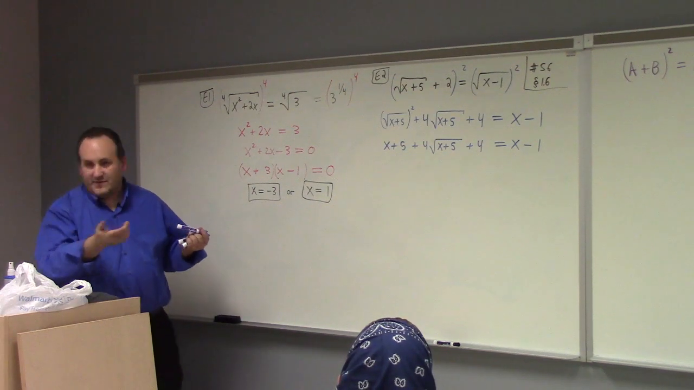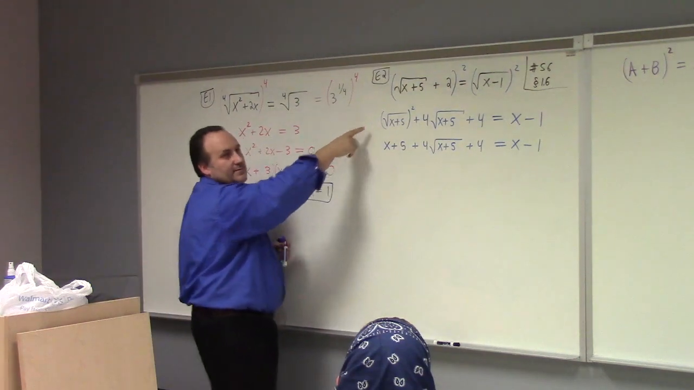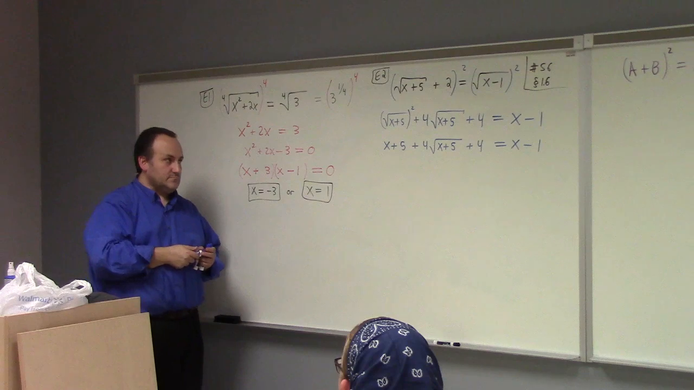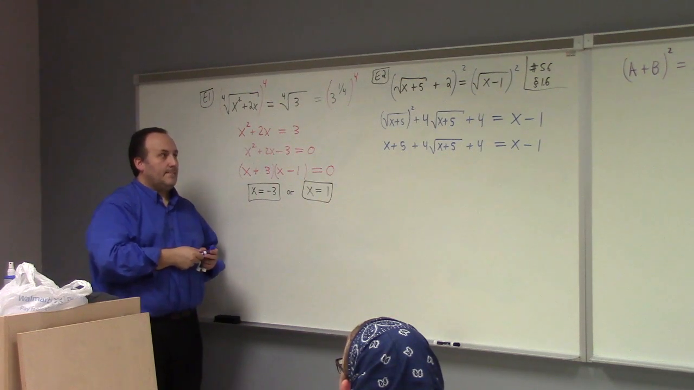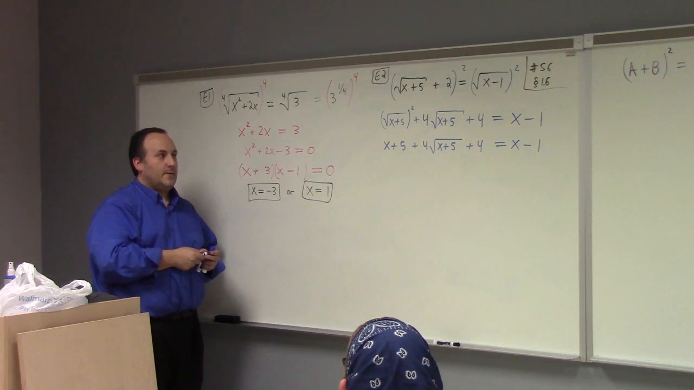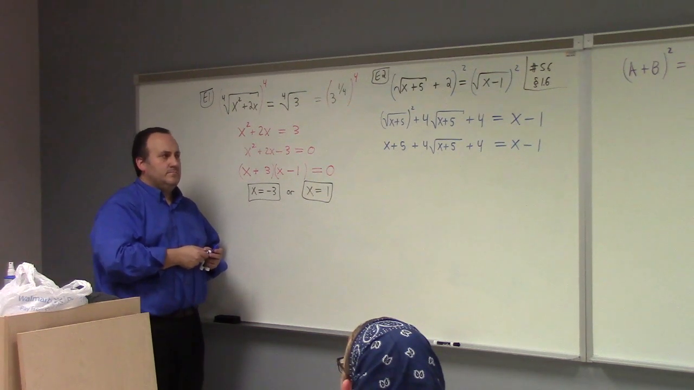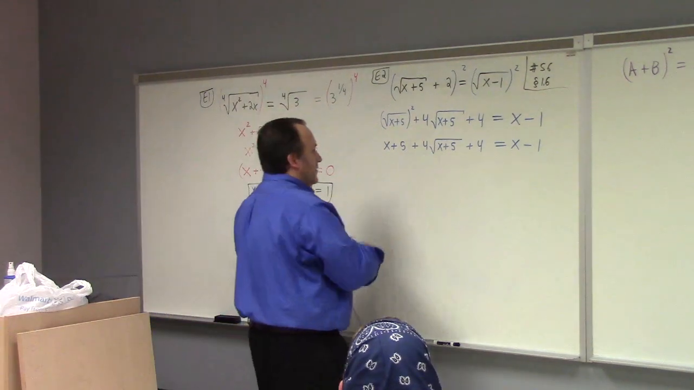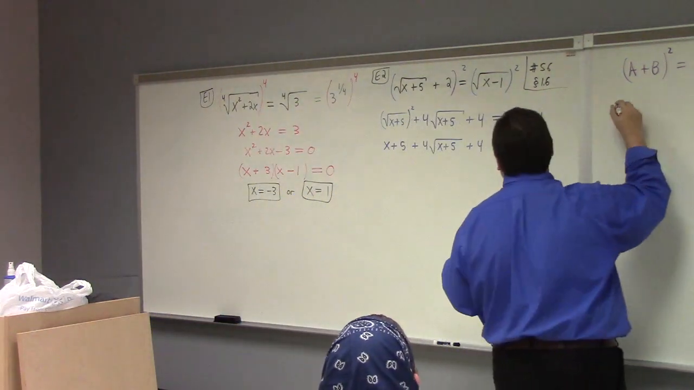Are you just wondering why I wrote this line? In my brain, once you square it, it would get rid of the square root. I meant the square root, so I just have x plus 5 plus 2 equals x minus 1. Oh, I see. But that is not true, because when we multiply this out, right?